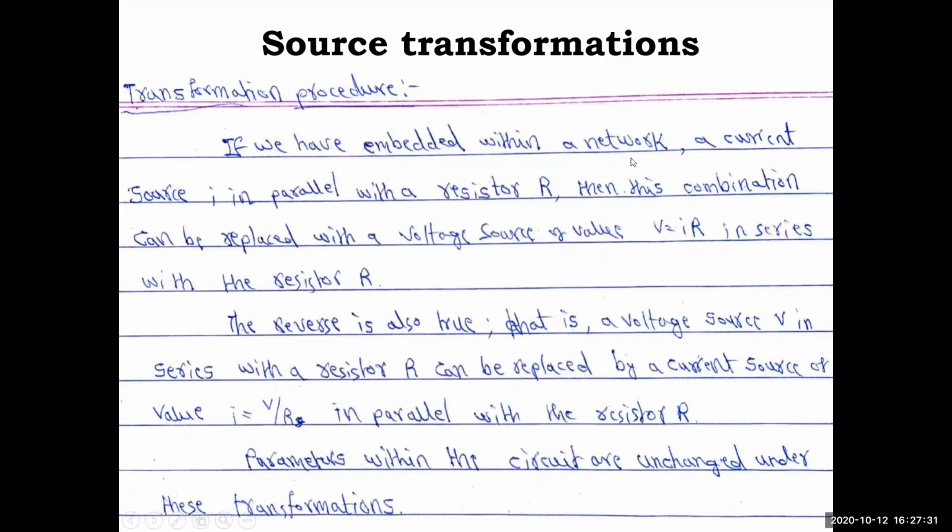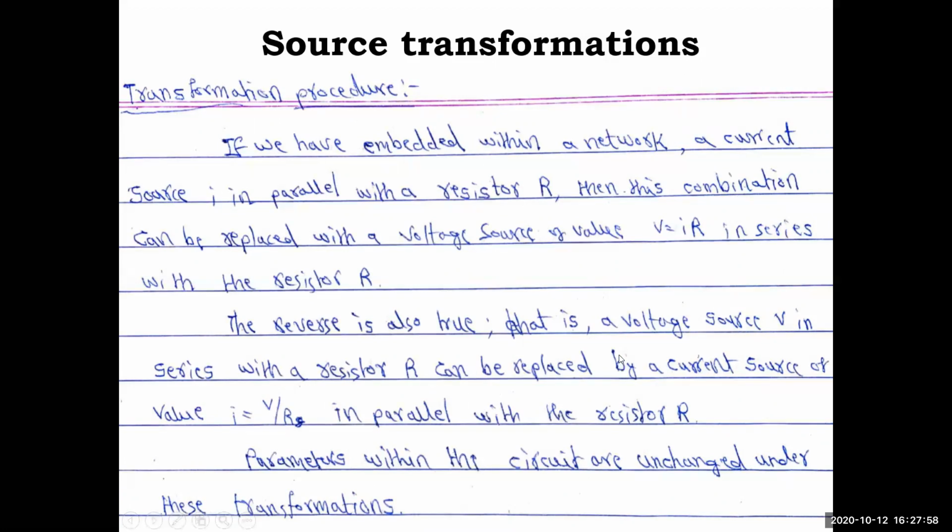If we have embedded within a network a current source I in parallel with a resistor R, then this combination can be replaced with a voltage source of value, what is that value? Is into Rs we have proved. Now in general we will write it as I into R. Whatever current in that circuit and the resistor value, that will be the voltage we will write, and we keep the resistor in series with the voltage source. Okay, so that is the one method.